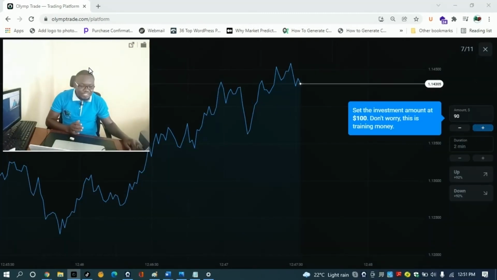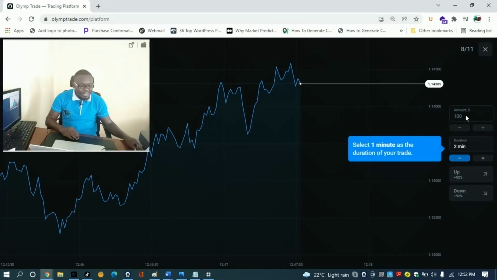So the next thing that you need to know is where to set your trade amount. Note that in order for you to trade, you need to set a trade amount. It doesn't matter whether you're trading on the demo account, the real account, or whichever type of account is available. You have to set that trade amount. So let's see how you can do that. You can do that by either clicking on this minus sign or this addition sign to reduce or add to the trade amount. So we'll click on the plus sign to add it to $100.